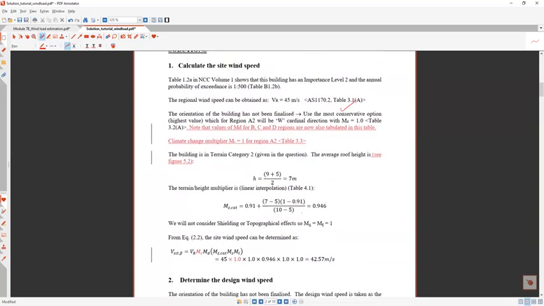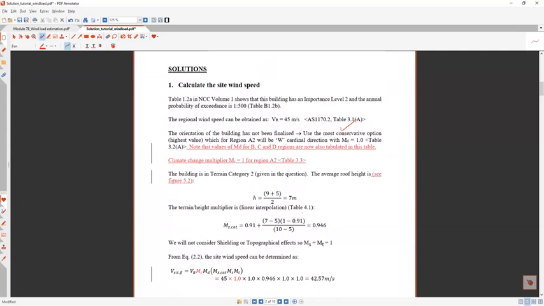Now, the first step is the calculation of the site wind speed. For the site wind speed, again, we are looking at NCC Volume 1, table 1.28. This building has importance level 2, and the annual probability of exceedance is 1:500, table B1.2b. Okay, and the regional wind speed can be obtained as VR 45 meter per second.